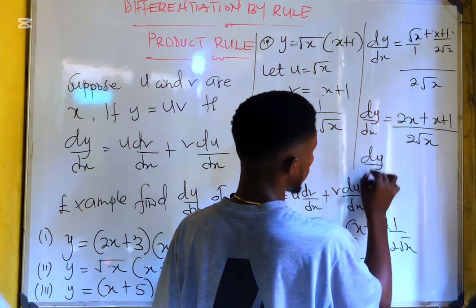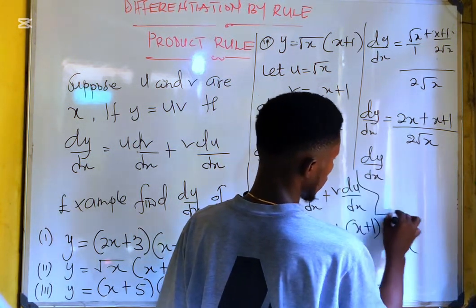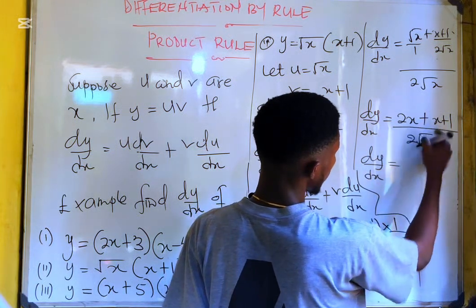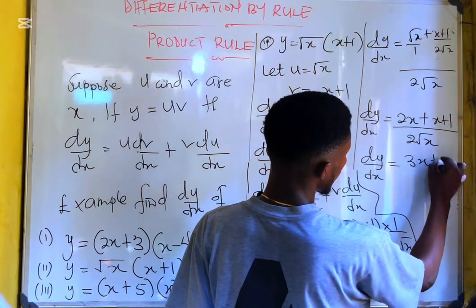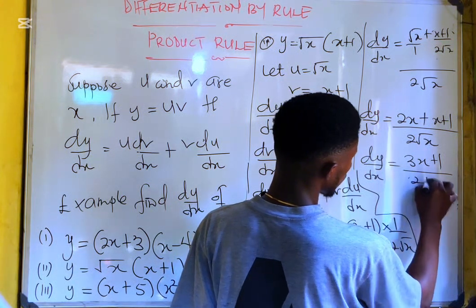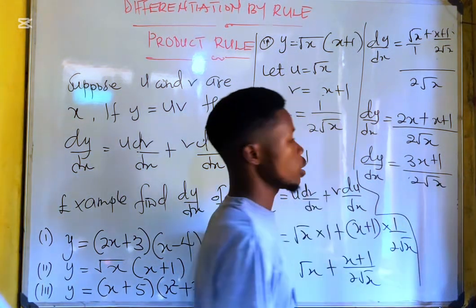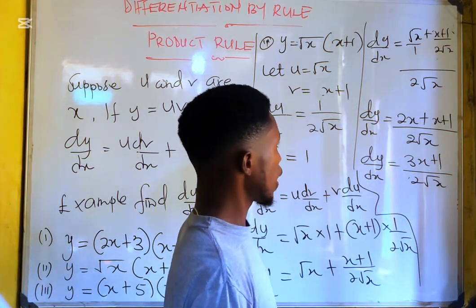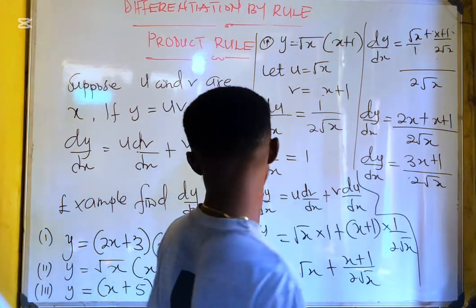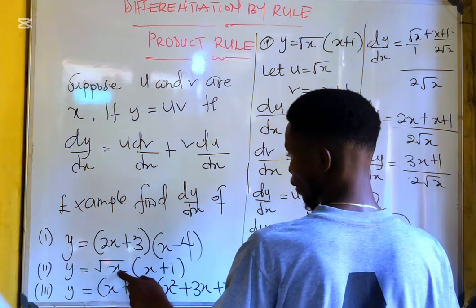So it means that my dy/dx will be equal to 2x plus x is 3x plus 1, all divided by 2 root x. So this becomes your final answer. Is that okay? This becomes your final answer to the ii.